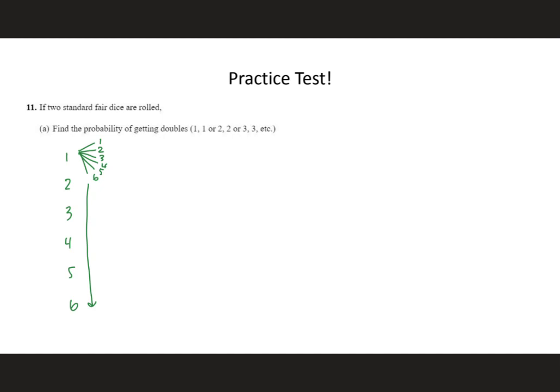So if we want to find the probability of getting doubles, well, we already know that there's 36 different ways to roll 2 dice.